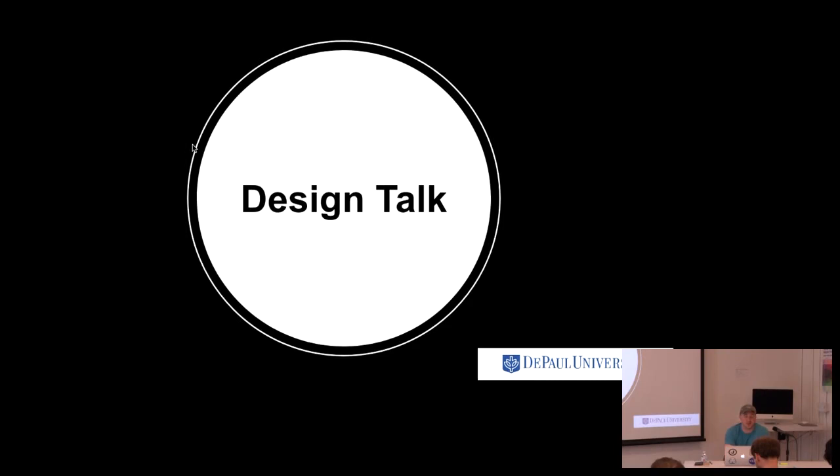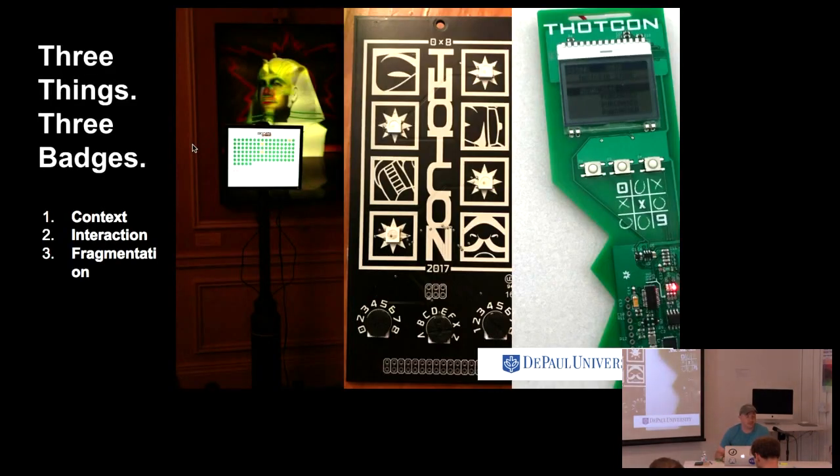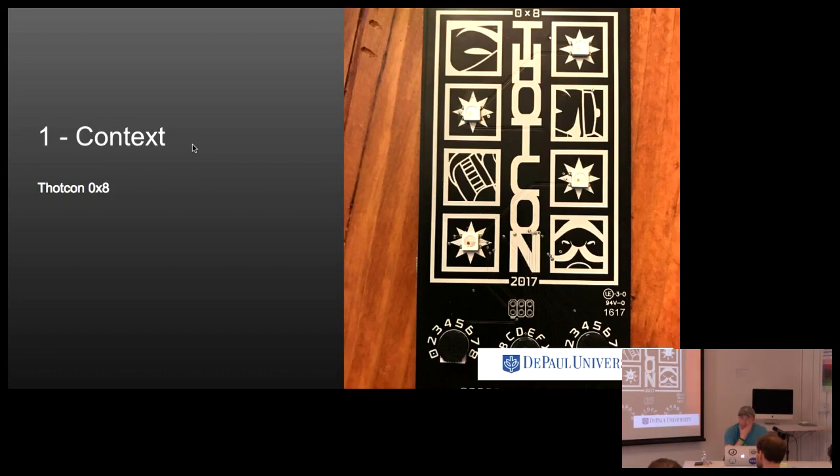In other words, I'm going to talk about the big hairy word called design. Okay, so here we go. We're going to talk about three things: context, interaction, and fragmentation, and we're going to talk about three badges that I've made and how they each kind of exemplify these three design considerations. So the first design consideration I'd like to talk about is context.